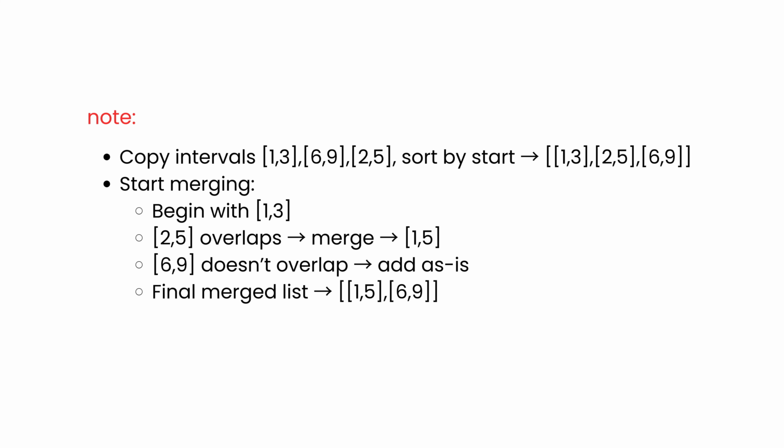We copy [1,3], [6,9], and [2,5] into a list, sort by start, [1,3], and we start merging. Begin with [1,3] and [2,5]: they overlap, so merge into [1,5]. [6,9] doesn't overlap [1,5], so it's added as is. Final merged list: [1,5], [6,9].